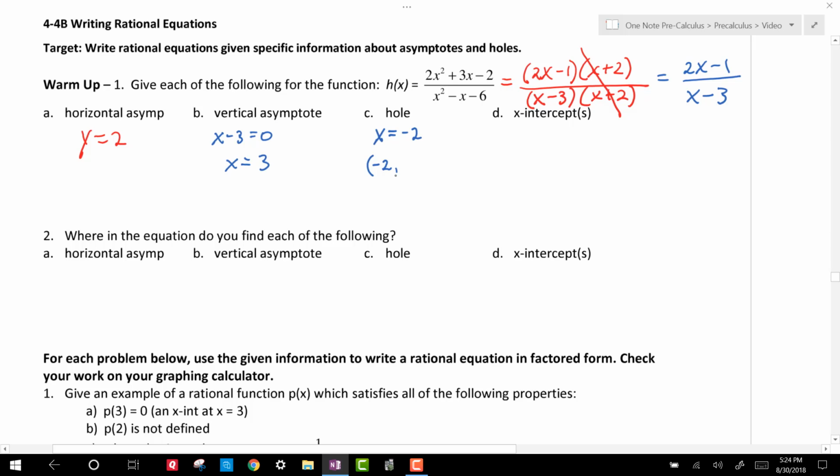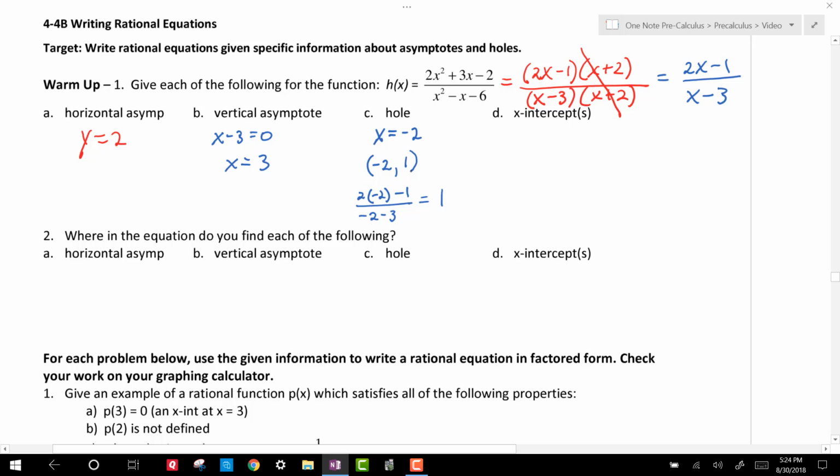The y value of the hole can be found by plugging negative 2 into the brand new equation. So I would do 2 times negative 2 minus 1 over negative 2 minus 3, and that's going to come out to be negative 2. Hey, look at that. Really? Negative 2? No, it's going to come out to be 1. So I have a hole at negative 2 comma 1.